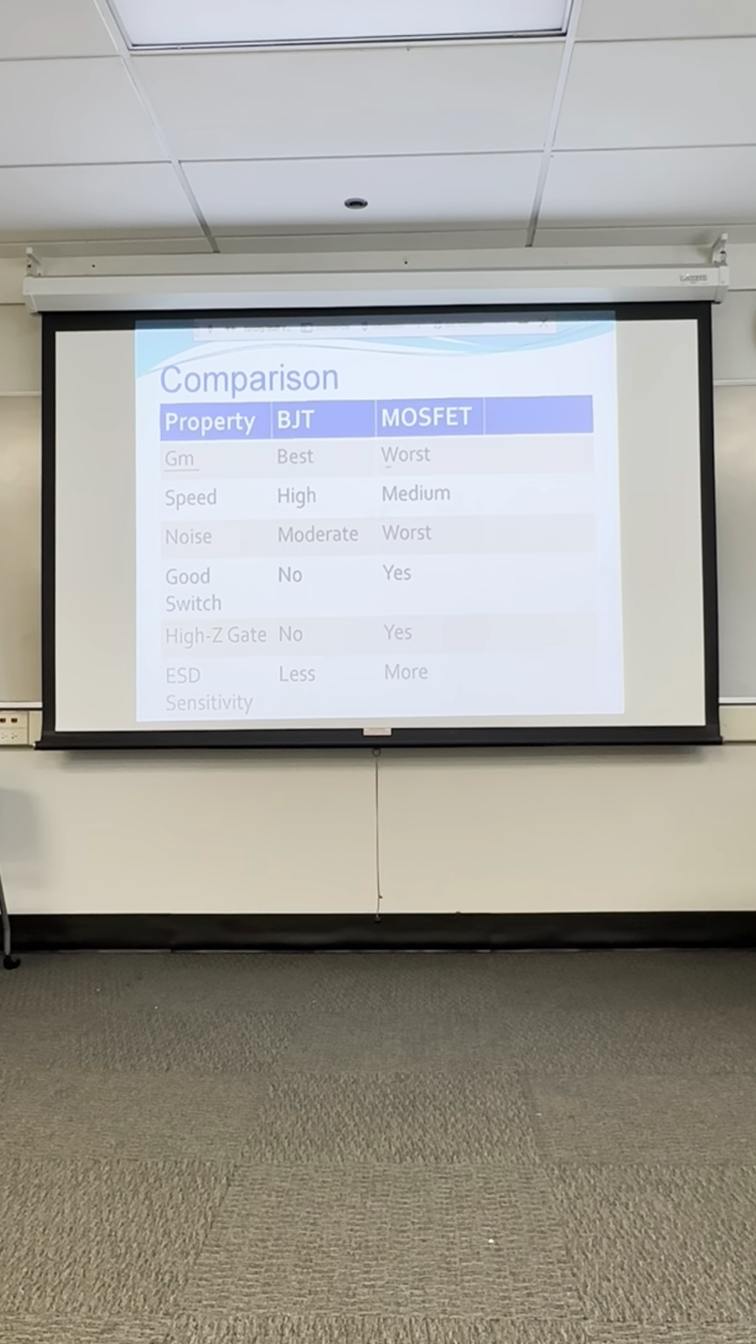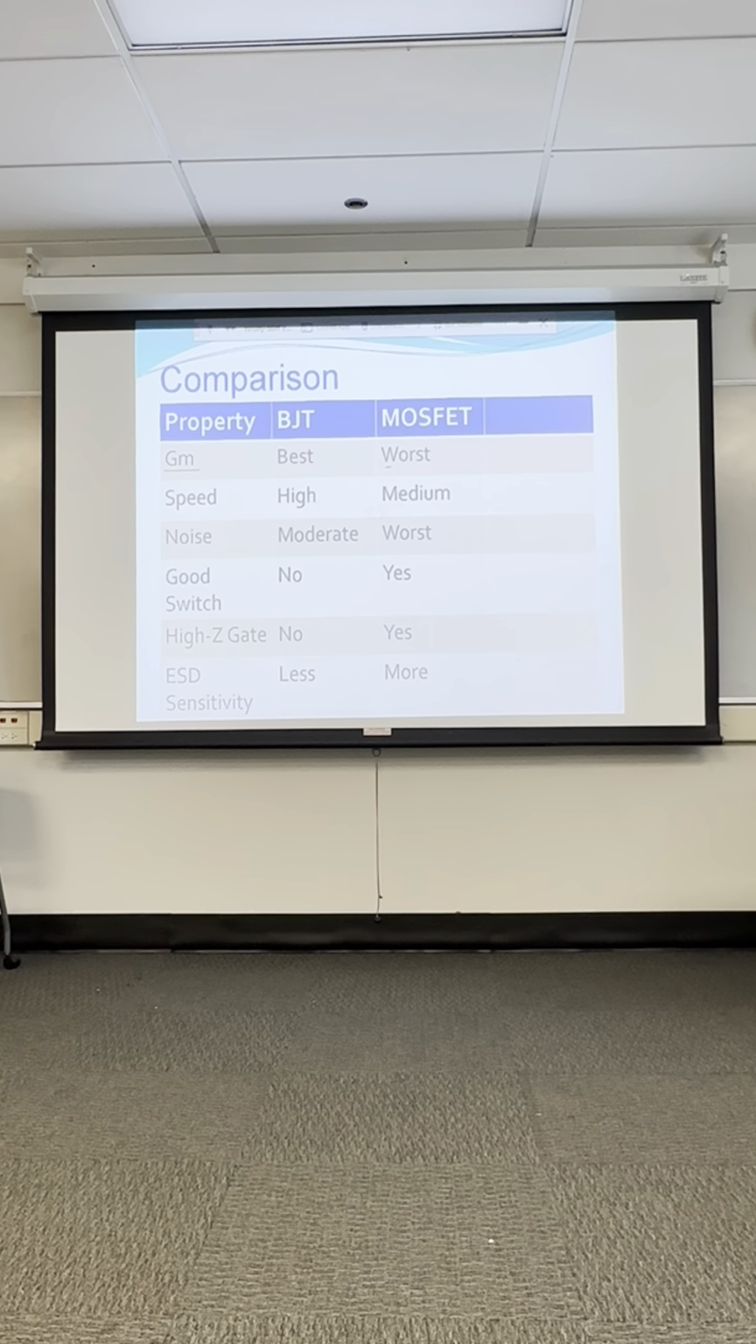The speed: BJTs can be designed at very high speed, high frequency. MOSFETs are kind of in the medium range here, although you have computers and things running into gigahertz at this point. Noise: BJTs generate noise, but MOSFETs are worse. They generate lots of amplified noise.